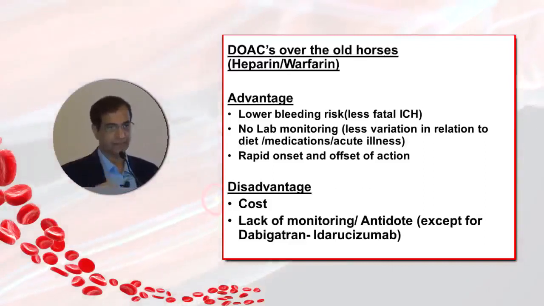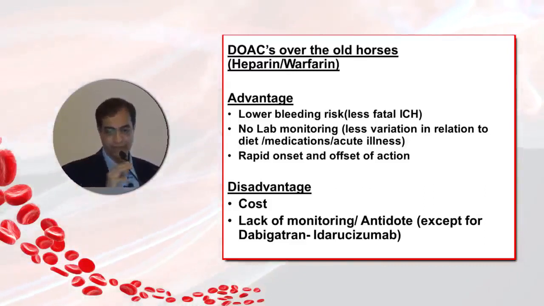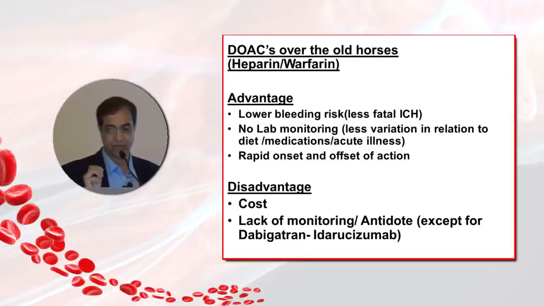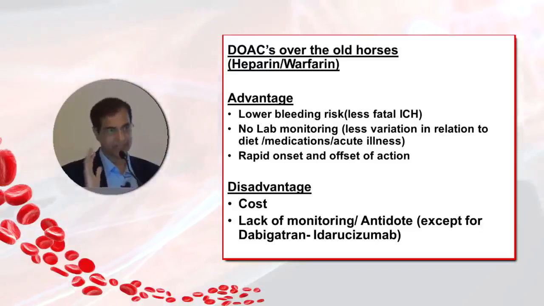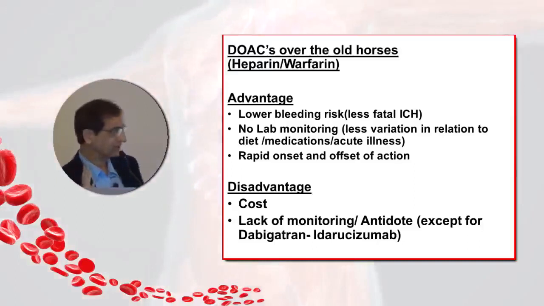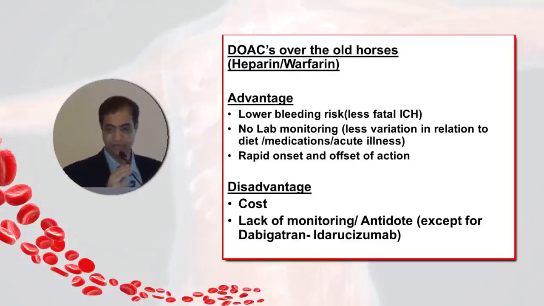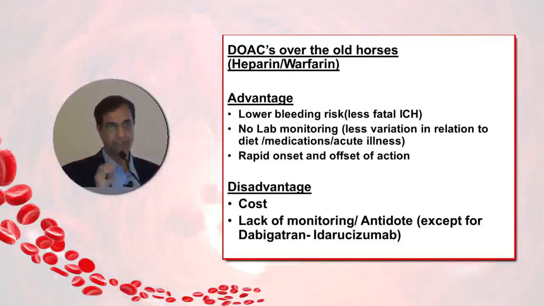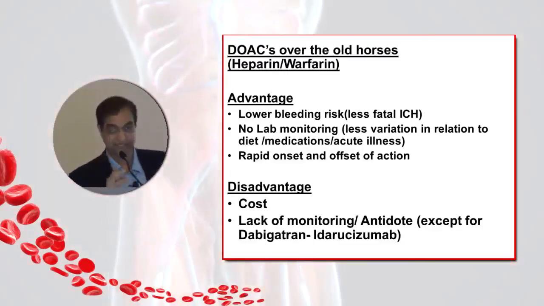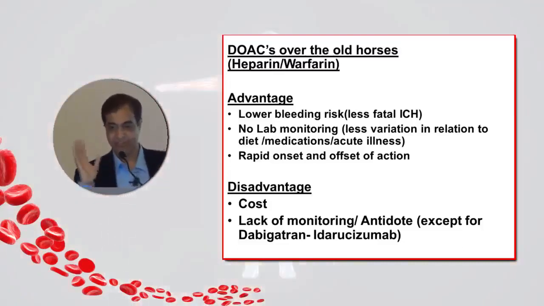So you're essentially looking at this sort of combination treatment which you can think about or use singularly. The directly acting oral anticoagulants, over the old horses, which are heparin and warfarin, have the advantage of a lower bleeding risk, and this is clearly shown in less fatal intracerebral hemorrhages. So the neurologists are very happy with the DOACs, less intracerebral hemorrhages. No lab monitoring, less variation in relation to diet, medications, acute illness, and rapid onset and offset of action. I think that's the advantage. It can be a disadvantage as well, but mainly it's an advantage.